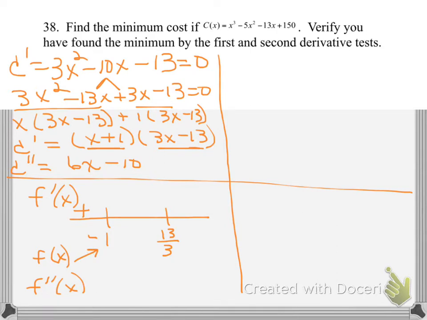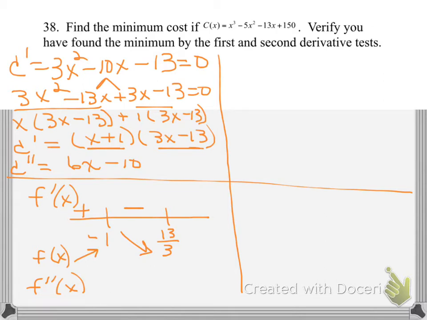Now pick a number between negative 1 and 13 thirds, and the easiest is 0. So that's going to give me a positive times a negative, so that's going to be a negative. My slope gives me a function that's heading down.